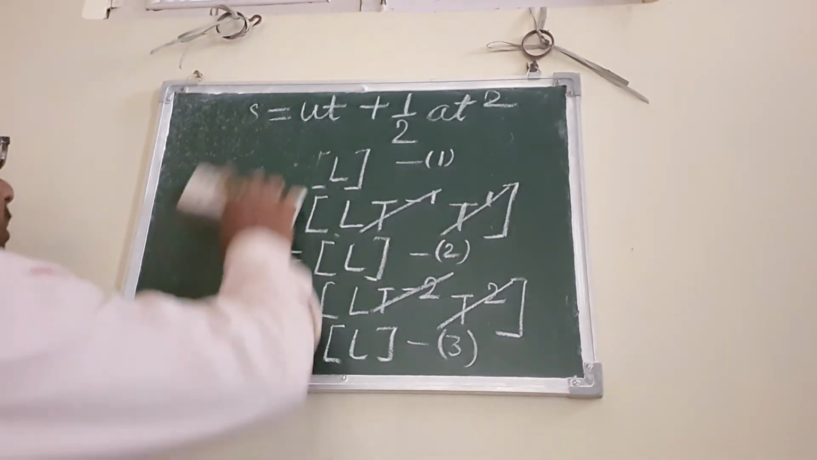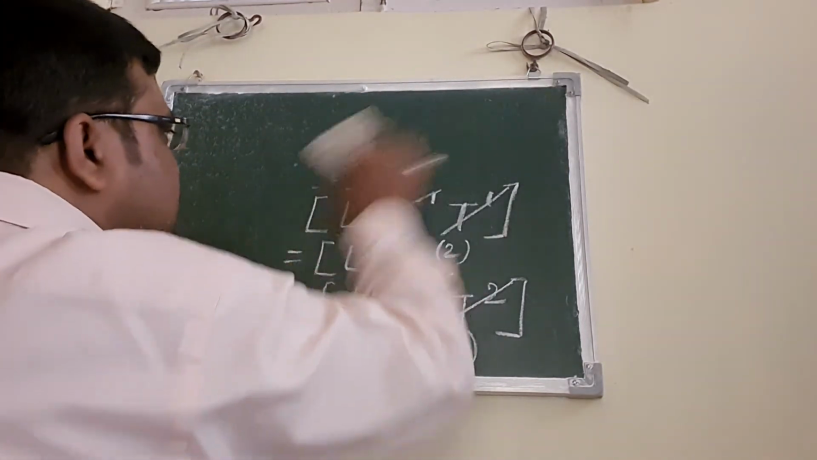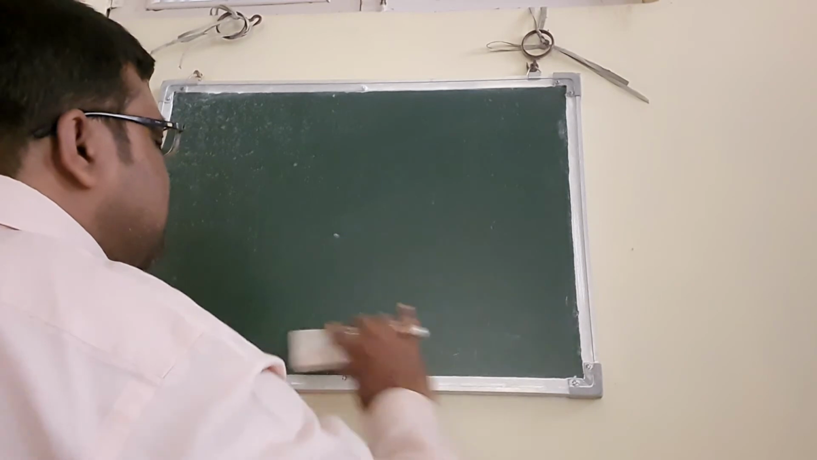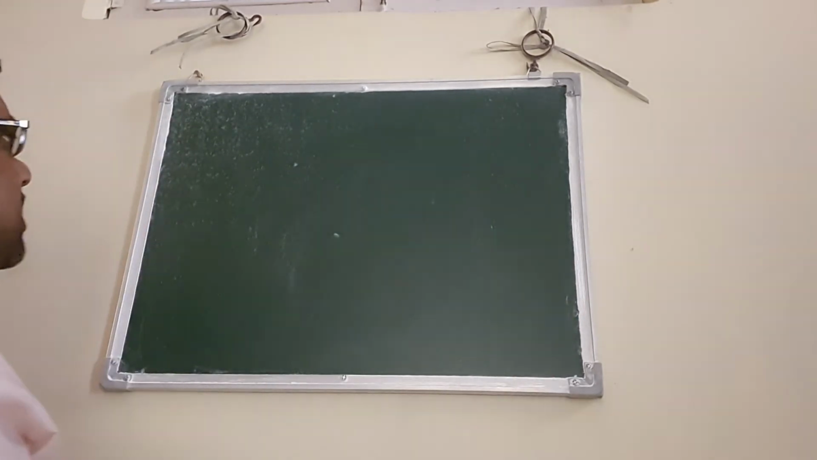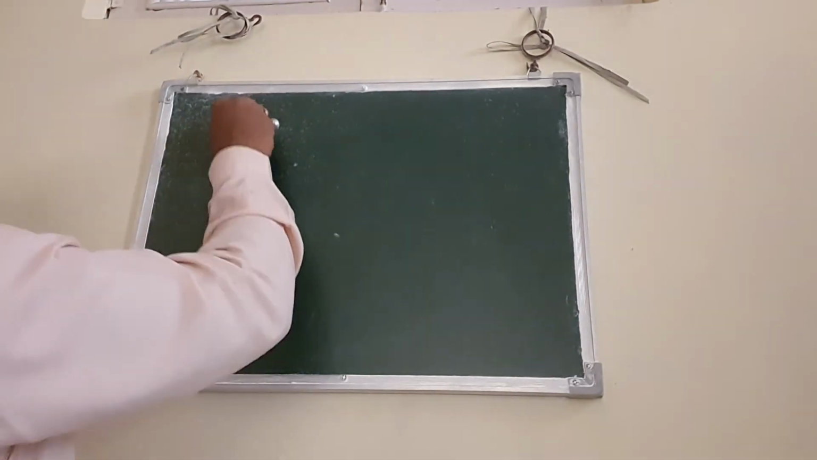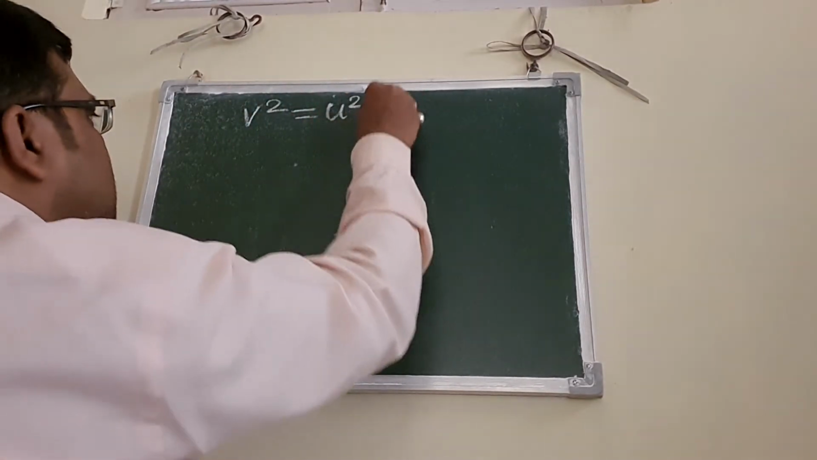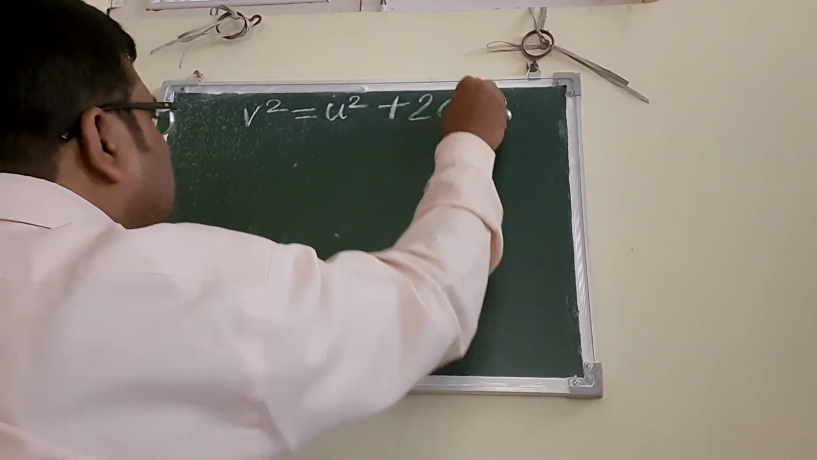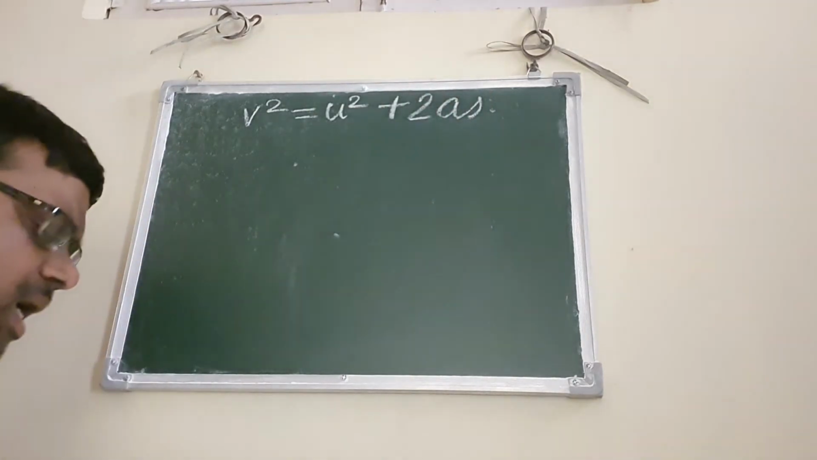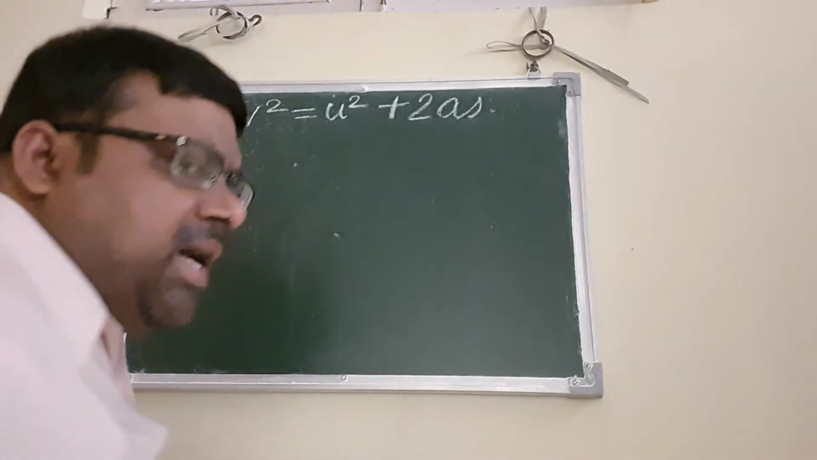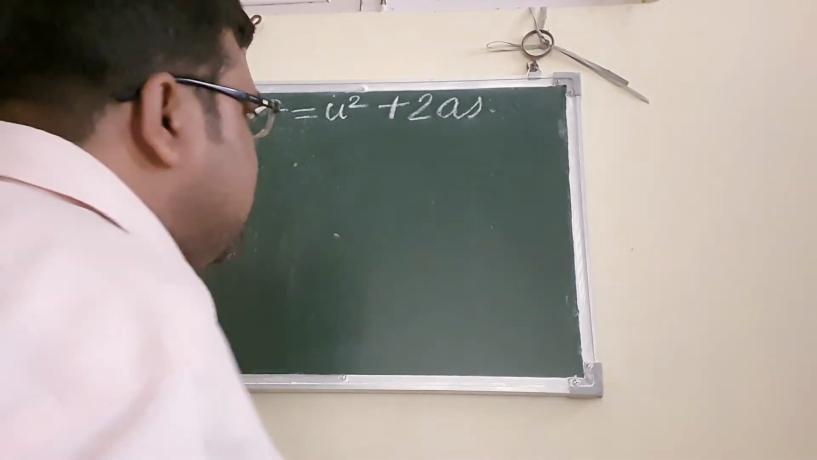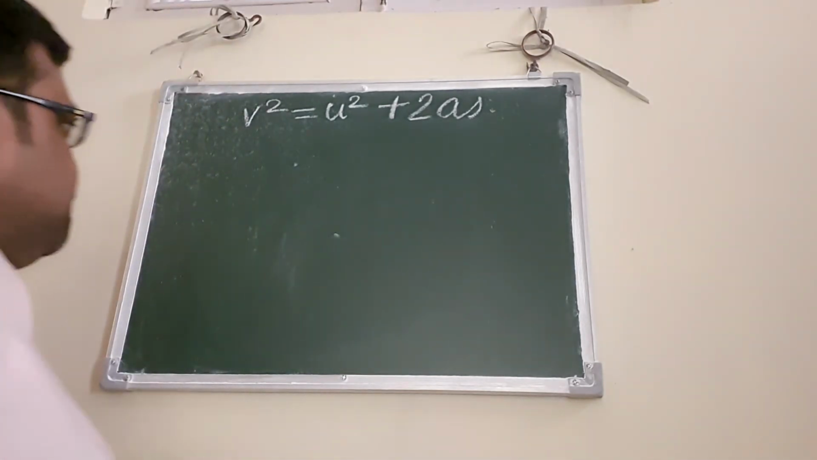So I am rubbing the board and writing the next equation. The next equation is the third equation of motion, v square equal to u square plus 2as. Again here also we have to find whether the equation is dimensionally correct or not.